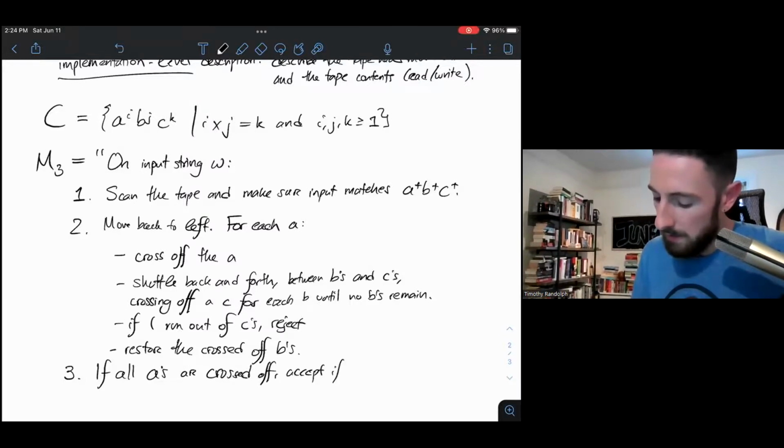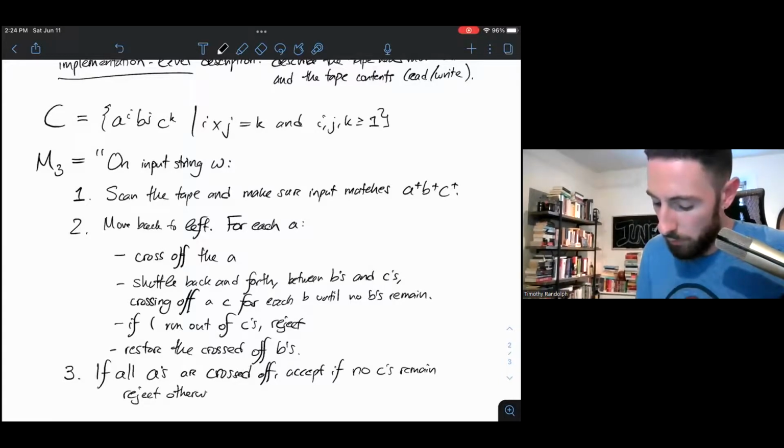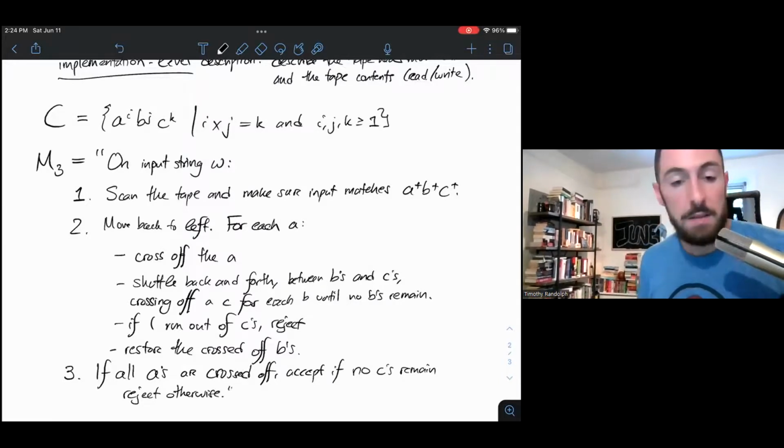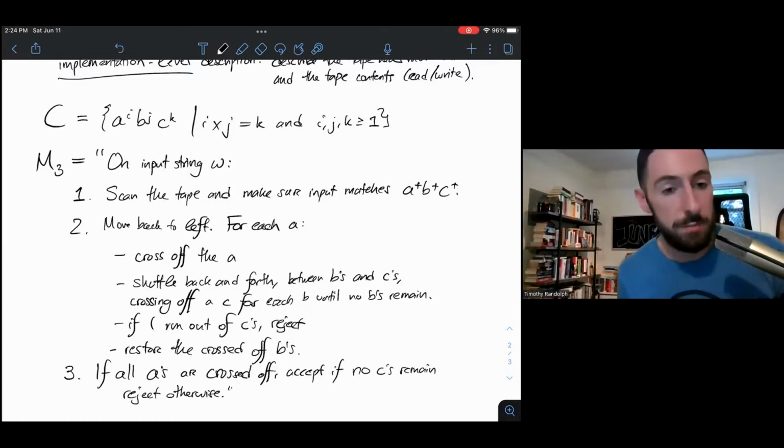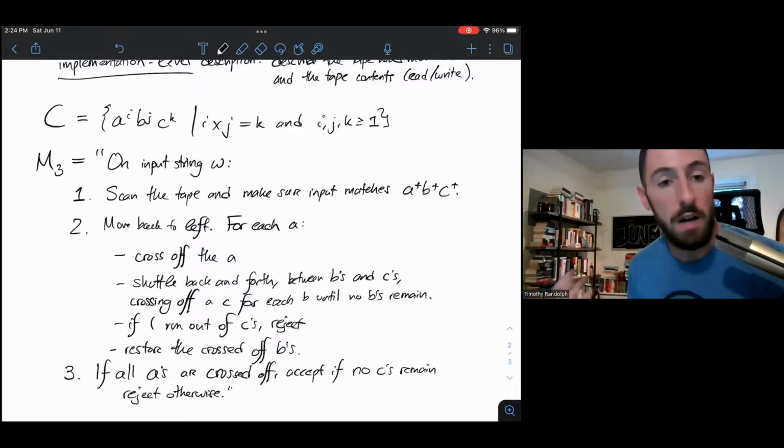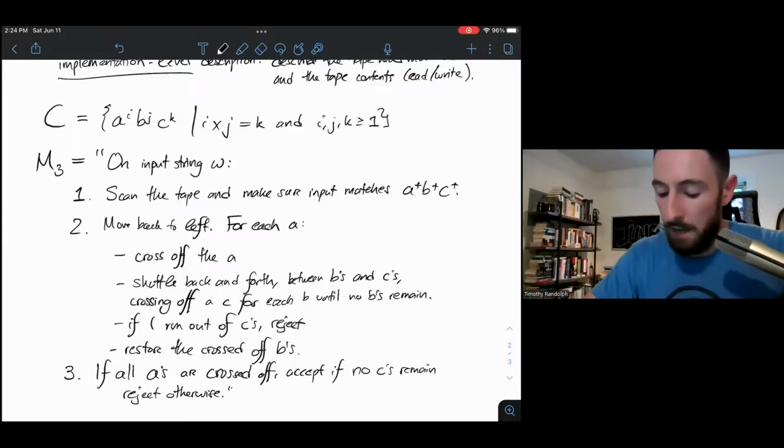except if no C's remain, reject, otherwise. And I claim this is a complete implementation level description because it tells me precisely how to move my head for any particular input string.